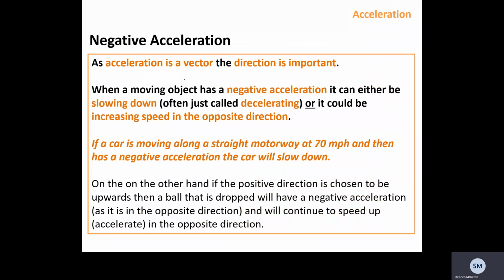Acceleration is a vector, so the direction of acceleration is important. When a moving object has a negative acceleration, minus 2 meters per second squared, for example, it can either be slowing down, called decelerating, or it could be increasing speed in the opposite direction. An acceleration of 2 meters per second squared in this direction. If it's going in this direction, I could call it negative 2 meters per second squared.